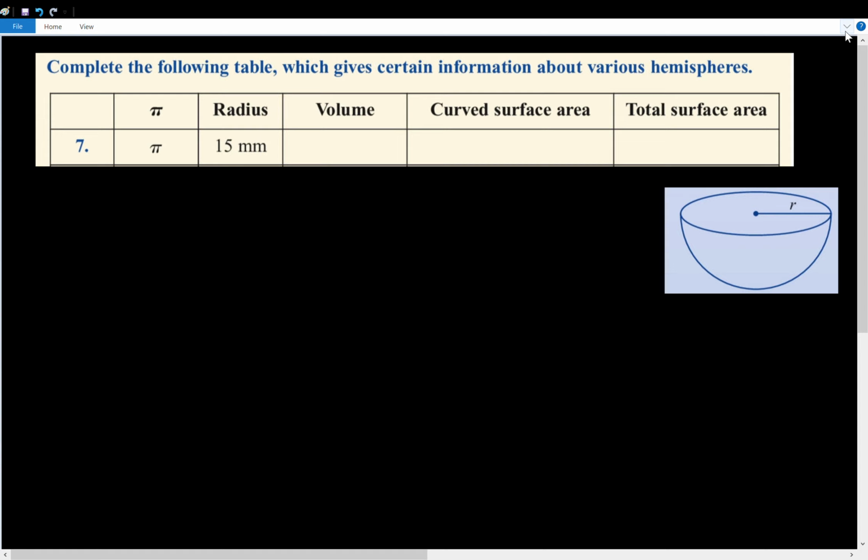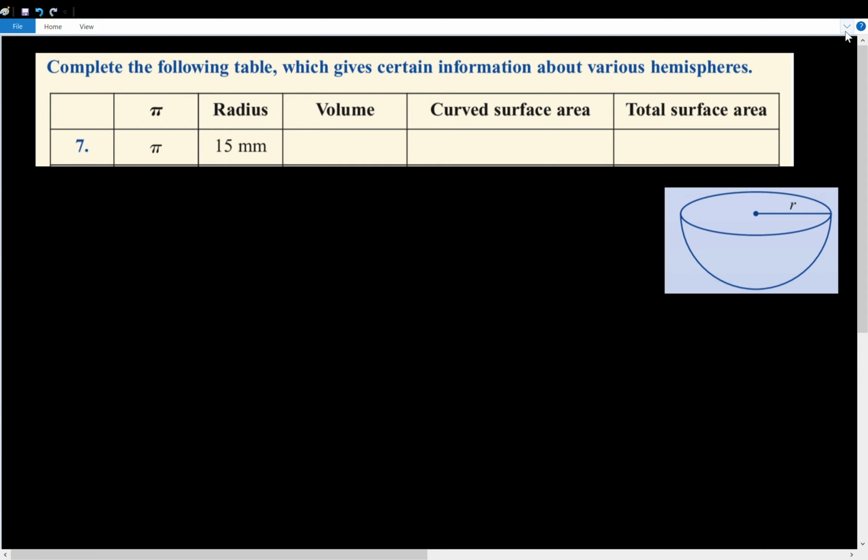This is question 7 from exercise 18.4 in Project Maths 2. We have to complete the following table, which gives certain information about various hemispheres. A hemisphere is one half of a sphere, and a sphere is just a basic, completely smooth and circular ball. So a hemisphere is going to be half of that, which means that the volume of it is going to be half the volume of a full sphere. And the curved surface area is going to be half the curved surface area of a full sphere.